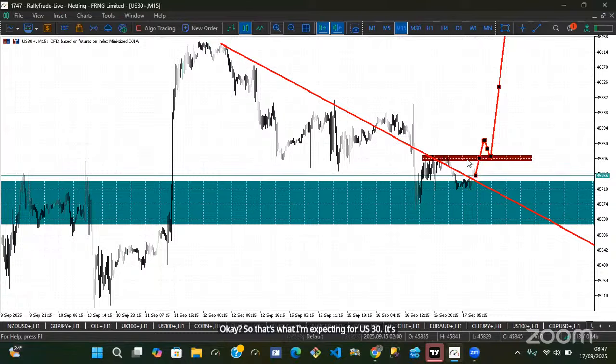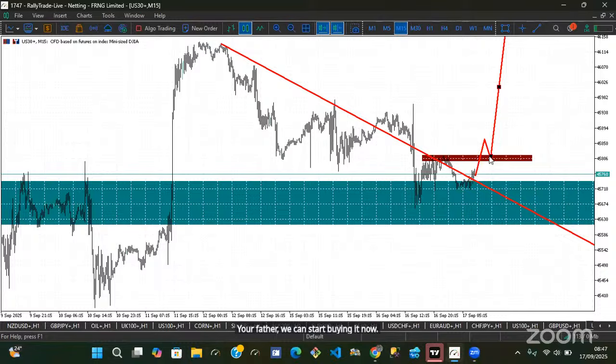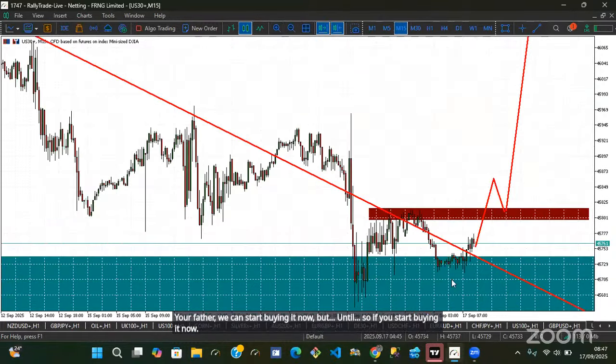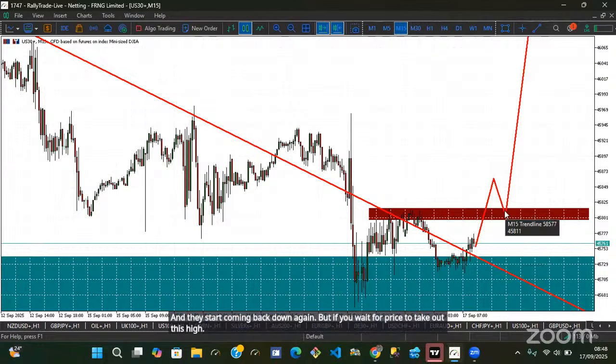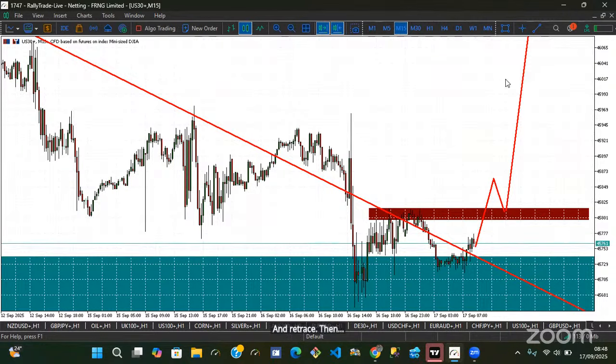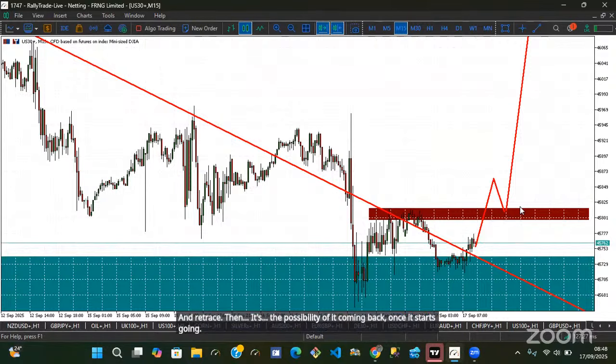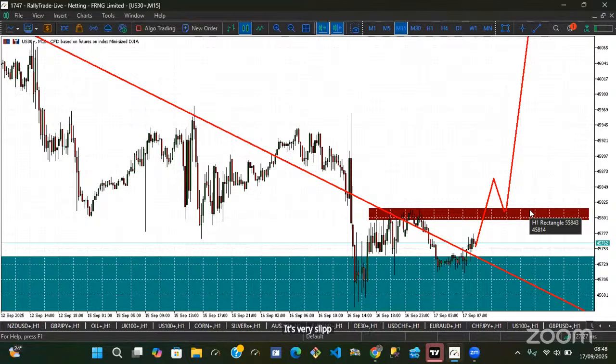It's going to be a buy. In fact, you can start buying it now, but if you start buying it now, this is the risk you face. Price can go as high as this and then start coming back down again. But if you wait for price to take out this high and retrace, then the possibility of it coming back once it starts going is very slim.